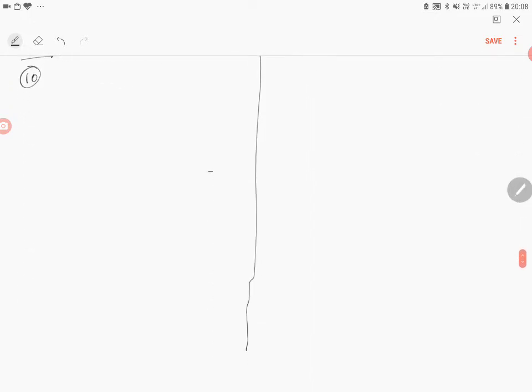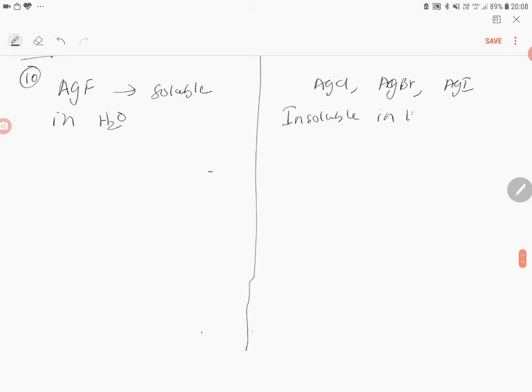10th point: the halide of silver, AgF, is soluble in water, whereas AgCl, AgBr and AgI are insoluble in water. They are insoluble because they are crystalline precipitates, and because of this they have very low solubility product.